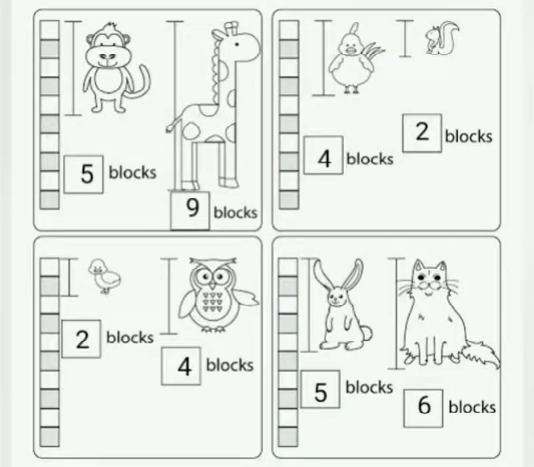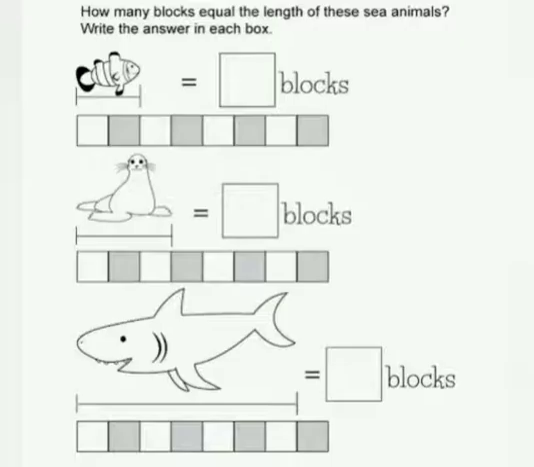Which animal is the highest? That's right, the giraffe. Now let's take a look at length. We have a fish, a seal, and a shark. So, how long is the fish? 2 blocks. The seal is 3. How long is the shark? 7. So by length, which animal is the longest? The shark.